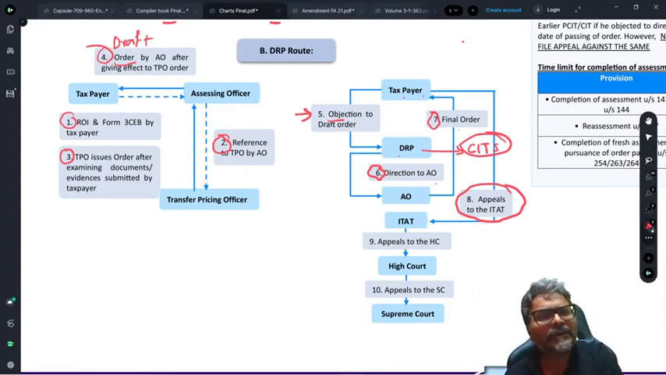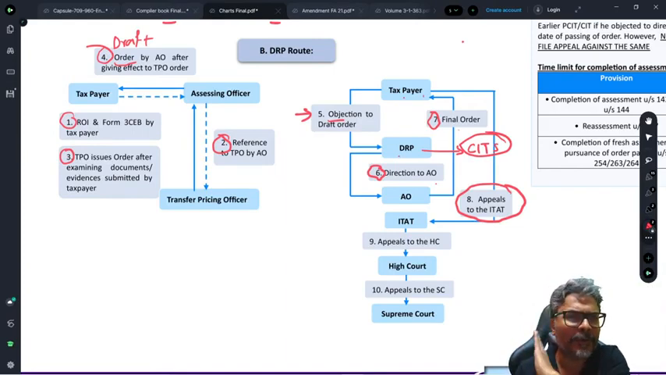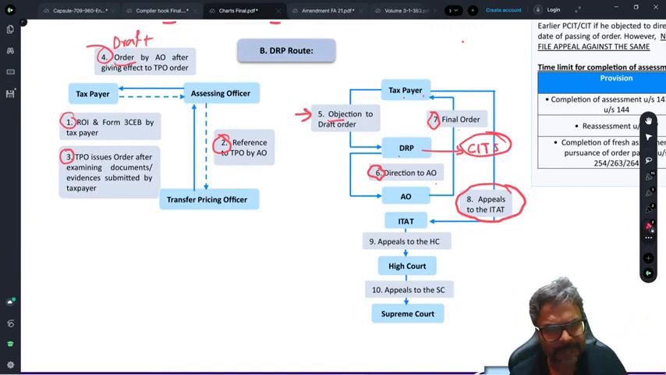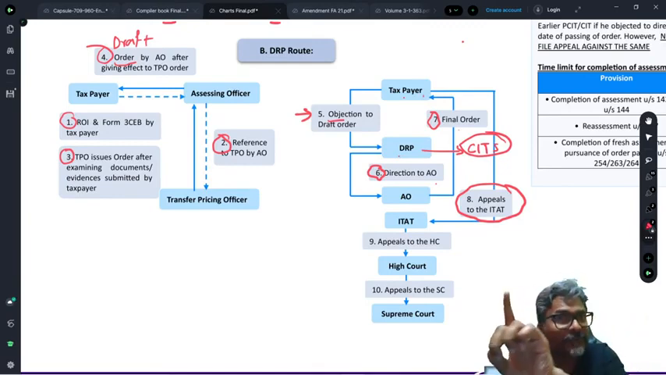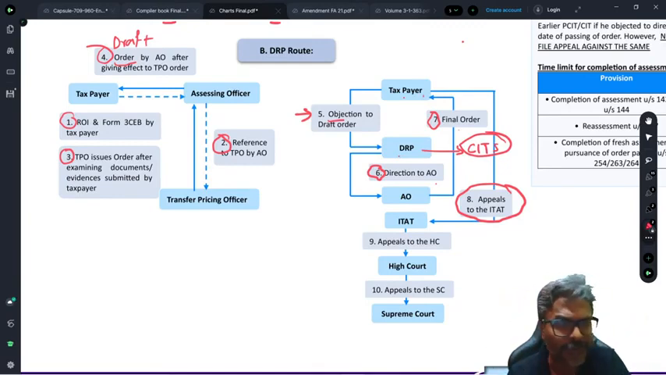Okay. From ITAT, it goes to High Court. High Court to the Supreme Court. I hope that every one of you is clear with this one. No doubt about this one, students. Fine. Now, one more question which is asked by the ICAI. Please pay attention to the question.